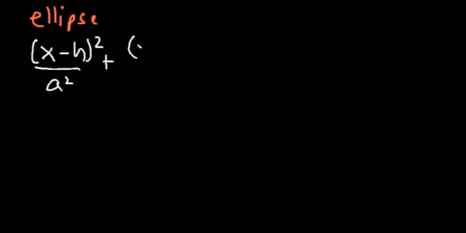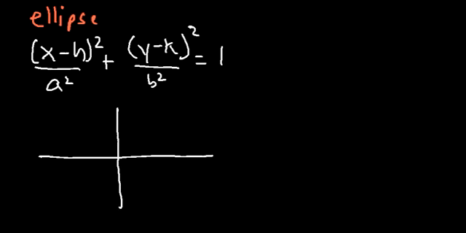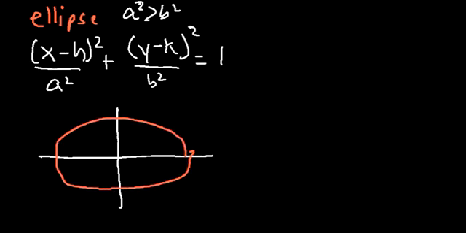Now, for an ellipse, if you have (x - h) squared over a squared plus (y - k) squared over b squared equals 1. So remember, a is the bigger one. a is greater than b. So what's going to happen is, let's assume the center is the origin. You're going to have a graph that looks like this. So if this is the center, this is therefore a. That's negative a. This is b. This is negative b.